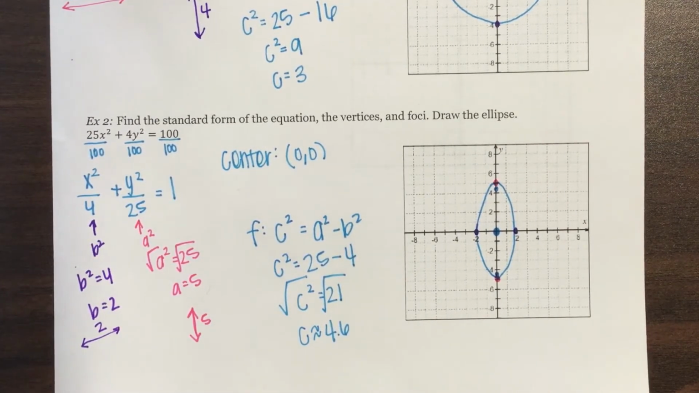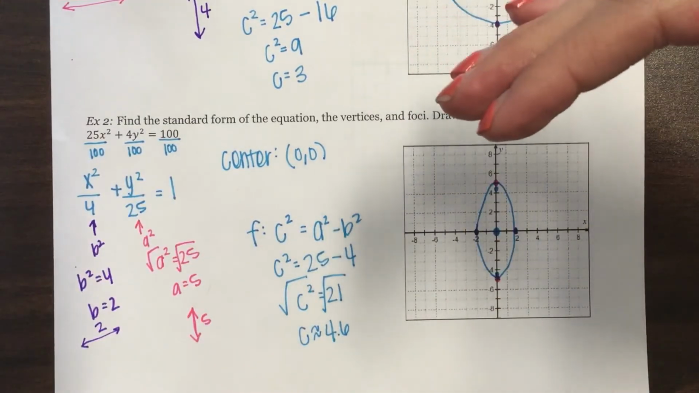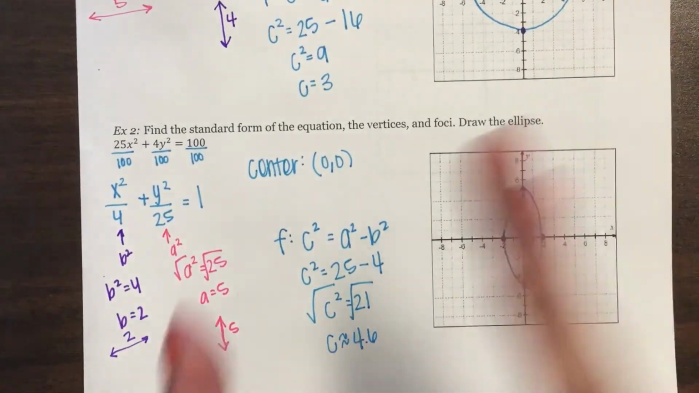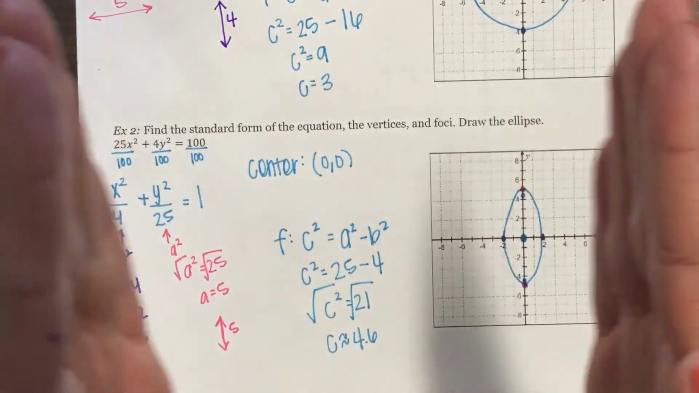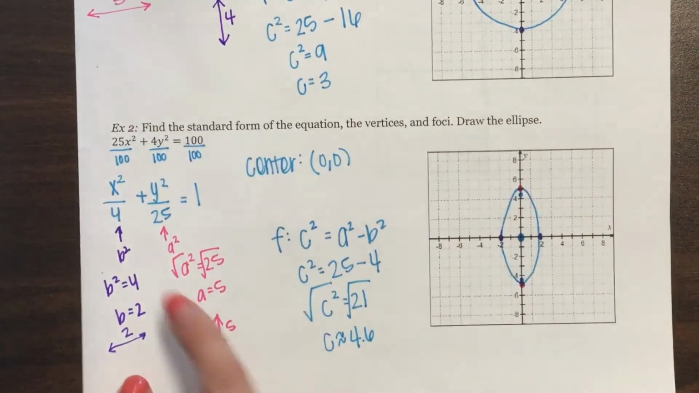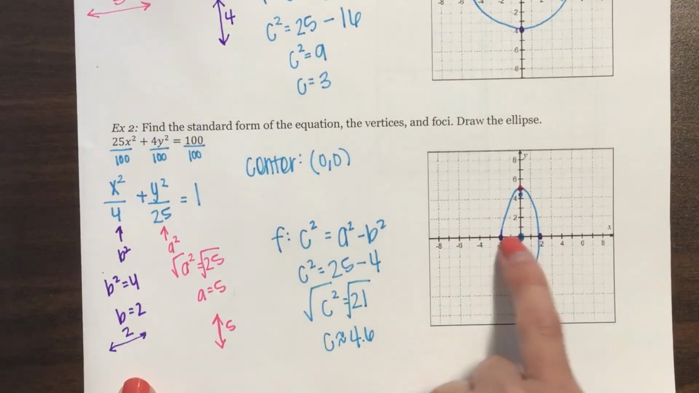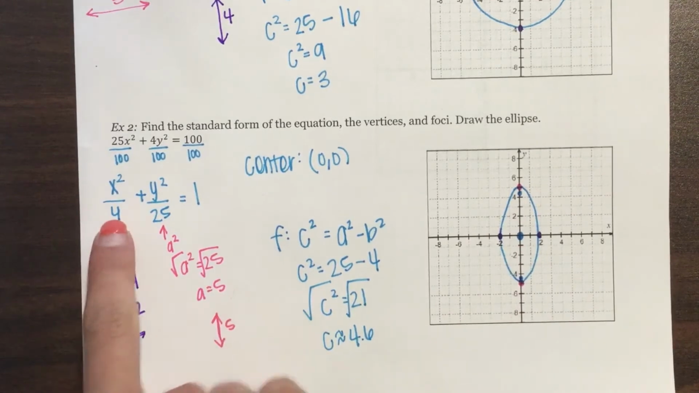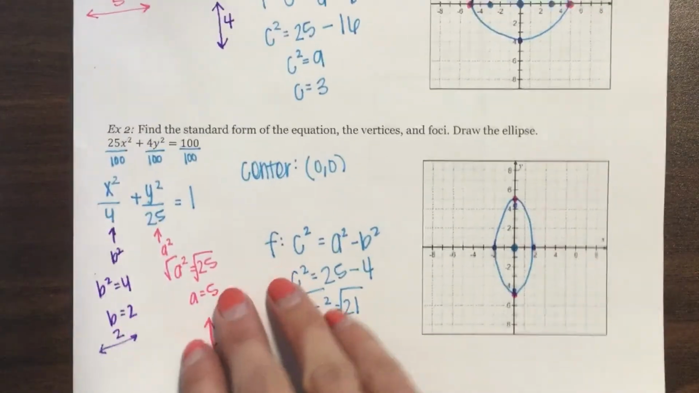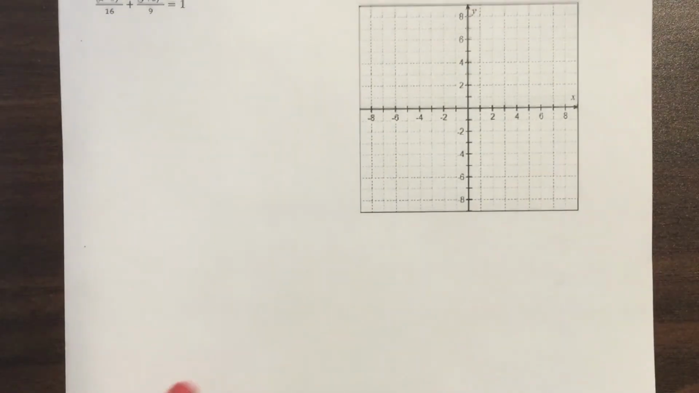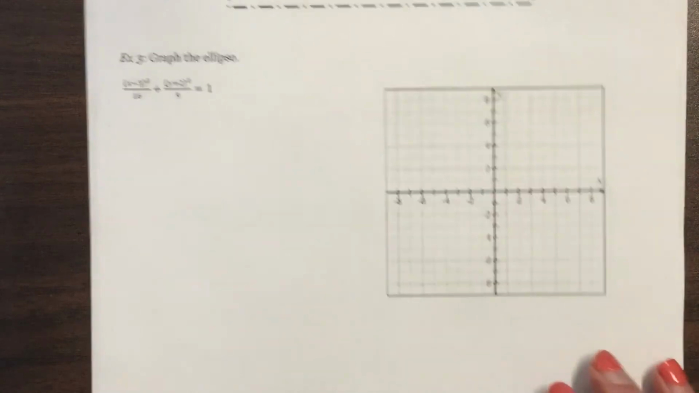Okay. This shouldn't be too hard. It's very similar to circles, but in circles we went out the same in every direction. This time, you are going out different numbers. So like your X, you're going to go out 2 here. If this was a circle, we would have gone out 2 in every single direction. Or we would have gone out 5 in every single direction. Okay. One last example.